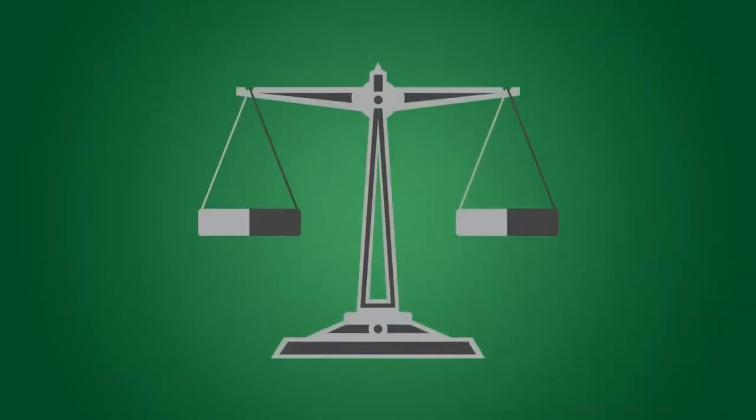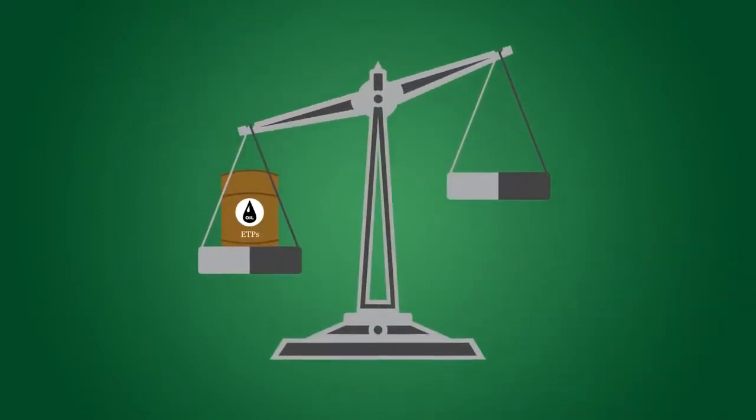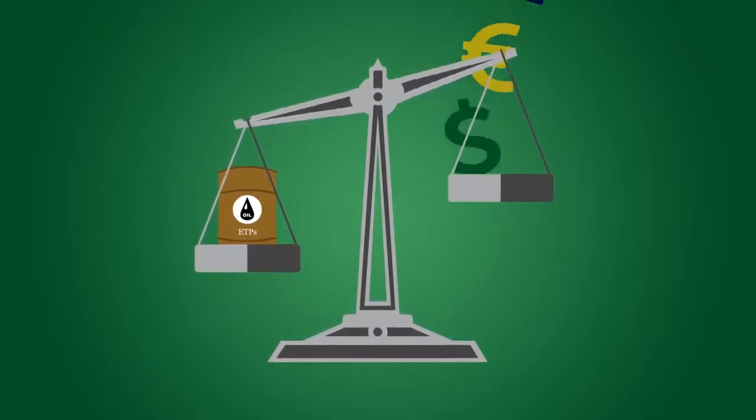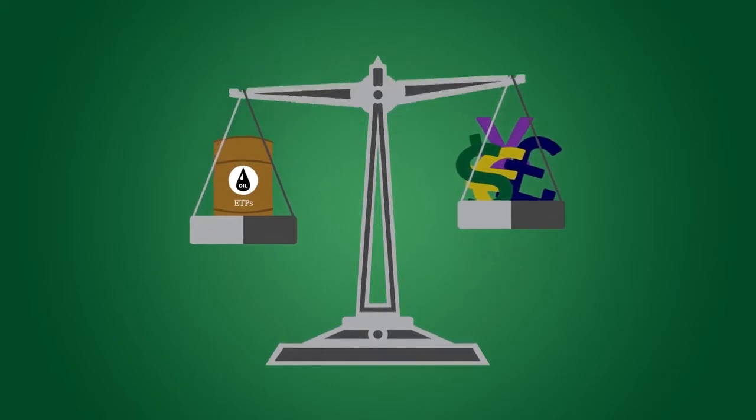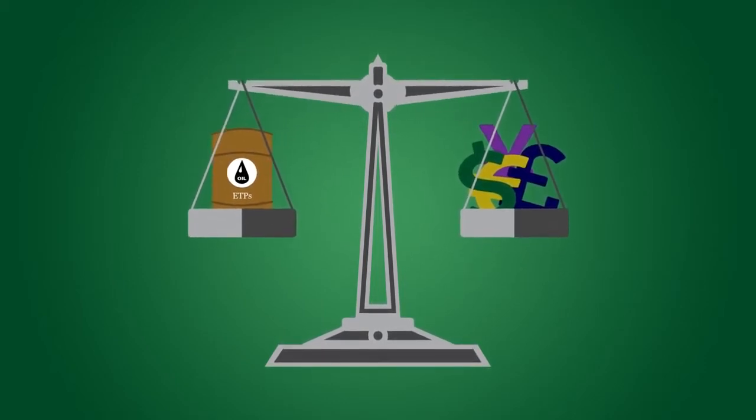An additional factor is currency exposure. Because crude oil is priced in US dollars, so too are oil ETPs. That means non-dollar investors inevitably take on a currency risk. To mitigate this, investors can buy currency-hedged oil ETPs.